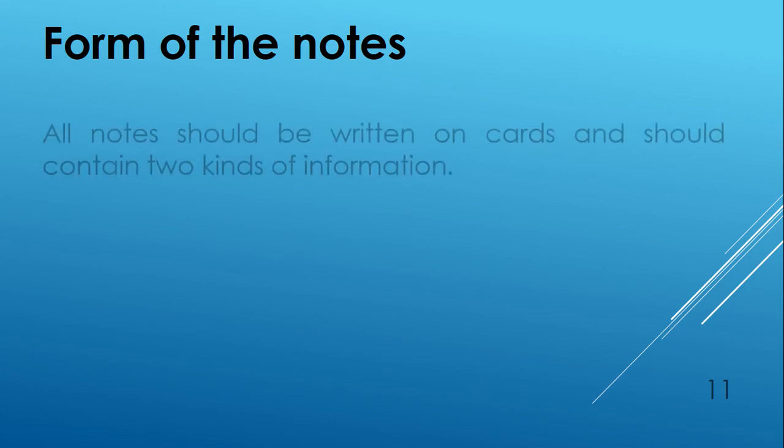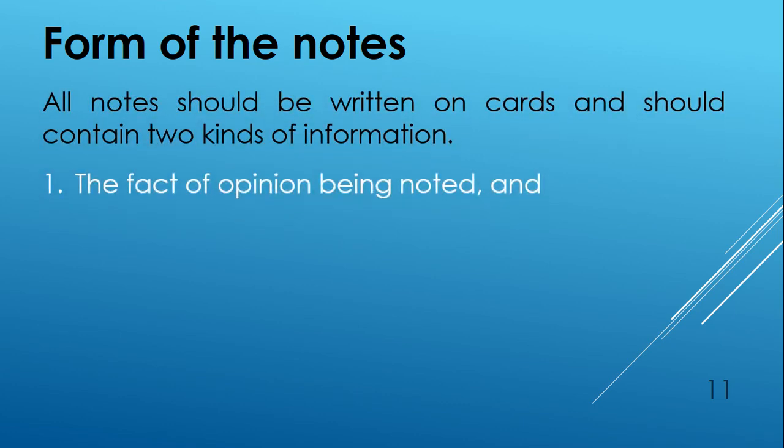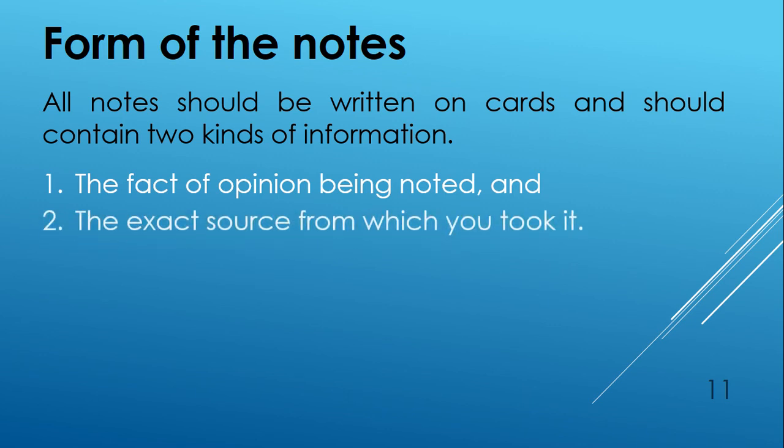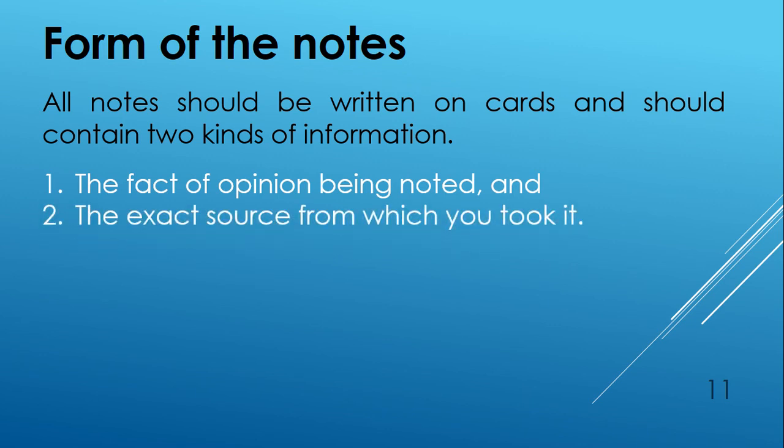The next topic, which is very important in taking notes, is the form of the notes. How can we take notes? All notes should be written, of course, and should contain two kinds of information: the fact or opinion being noted and the exact source from which you took it. For example, the text or the idea that you want to take from the source in order to use it in your own research, with the citation. It means the name of the authors, the date of publication, the title of the journal or book or the source, and the publisher and place of publication should be mentioned in the card.